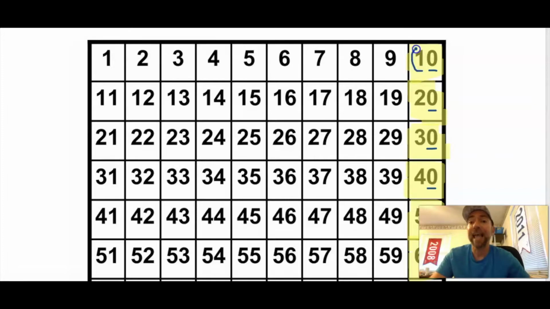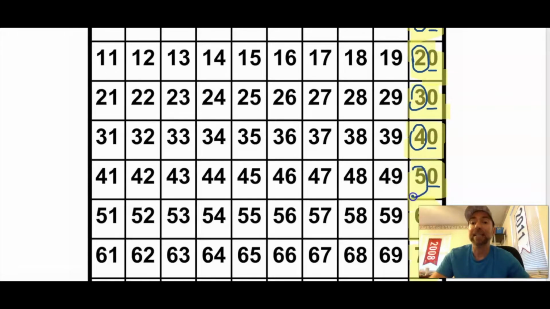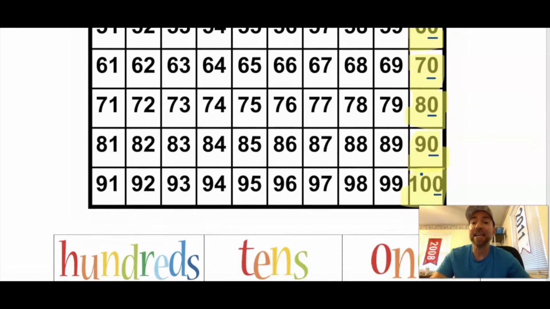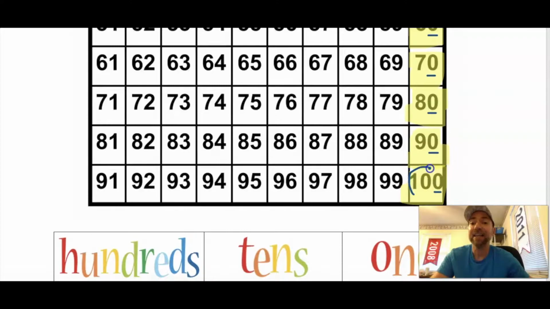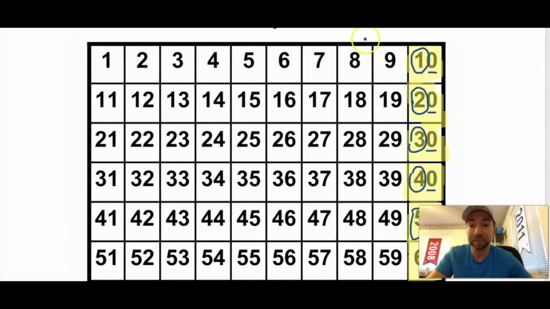And I notice another pattern. In the tens place, the numbers are increasing. 1, 2, 3, 4, 5, 6, 7, 8, 9, 10. So every time we count by tens and say another number, the digit in the tens place is increasing.